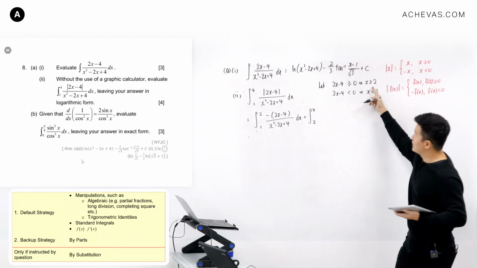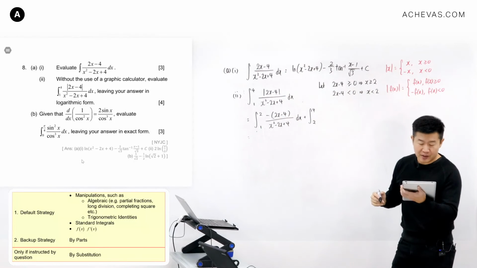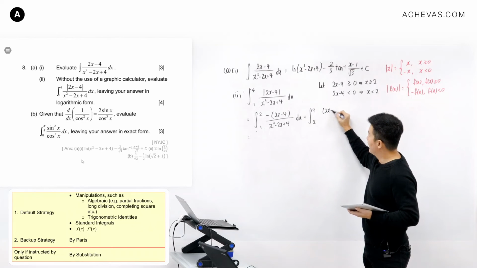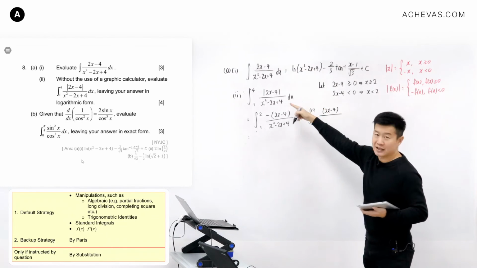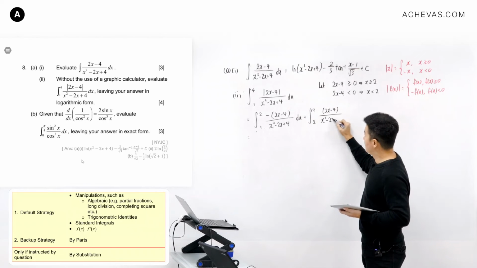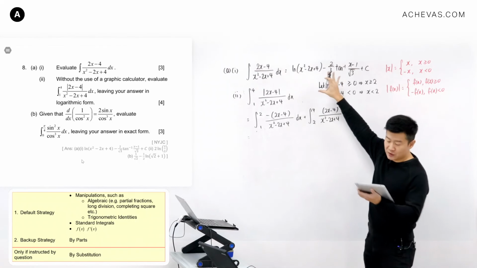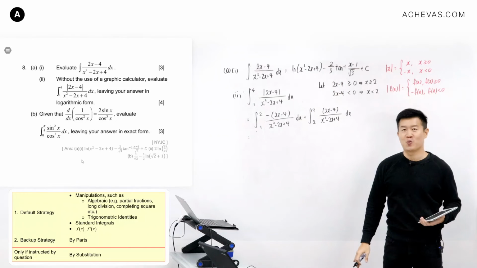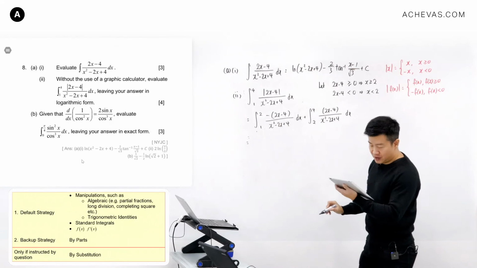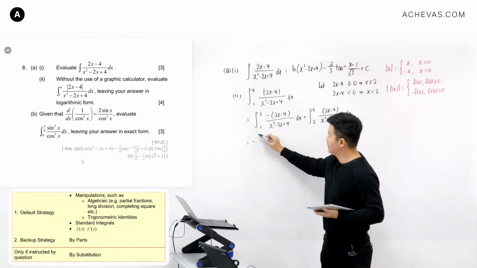So x is now bigger or equal to 2, so this expression is going to be a positive expression. So this is just going to be 2x minus 4 as it is without having to add an extra negative, over x squared minus 2x plus 4, dx. And now we are ready to make use of the previous result, and it is going to be one tedious process of substitution. So this negative, I'm going to take it out, and integrating this, it is just making use of this result.